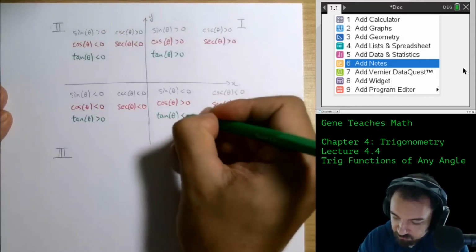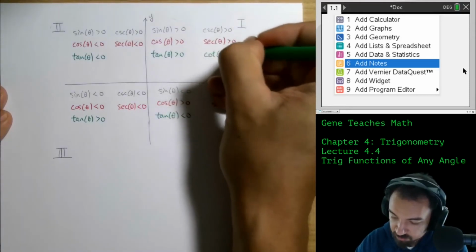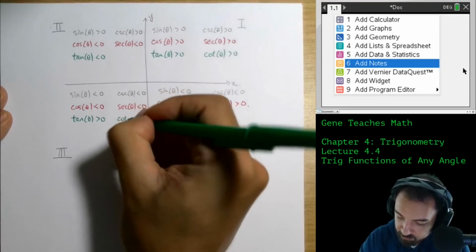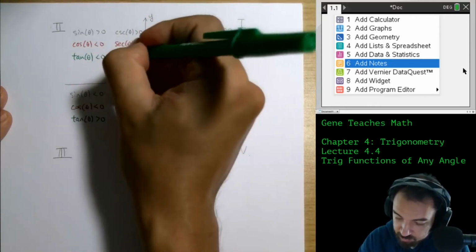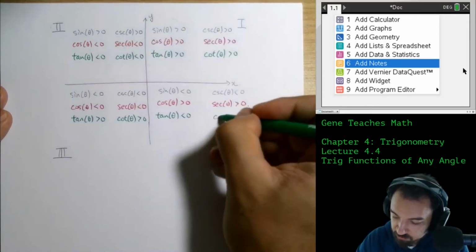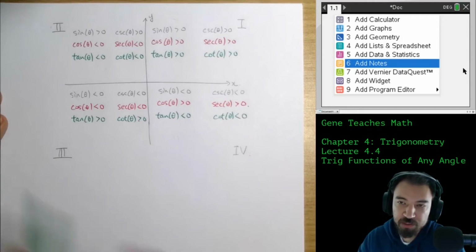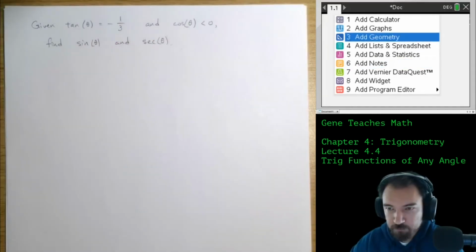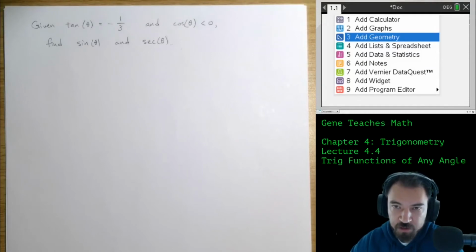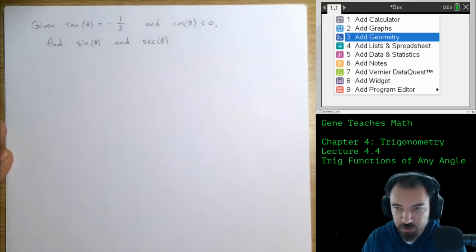And since cotangent of theta is the reciprocal of tangent of theta, it'll follow the same pattern. Cotangent of theta will be positive in quadrants 1 and 3. Cotangent of theta will be negative in quadrants 2 and 4. So this allows us to use this information to identify which quadrant we're in if we are given certain values of the trigonometric functions. Now, let's consider a generic example problem where we're given some amount of information about the trig functions and we want to evaluate other trig functions.